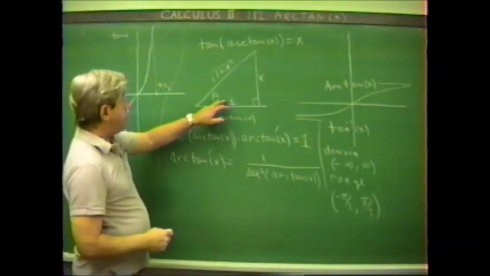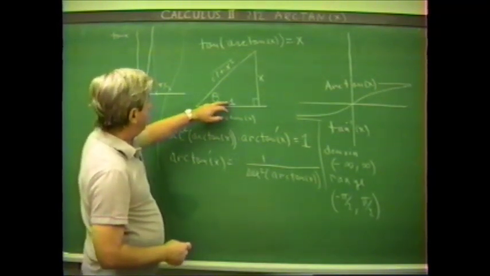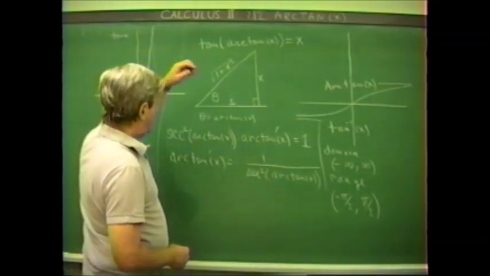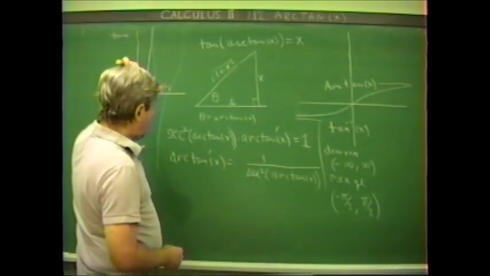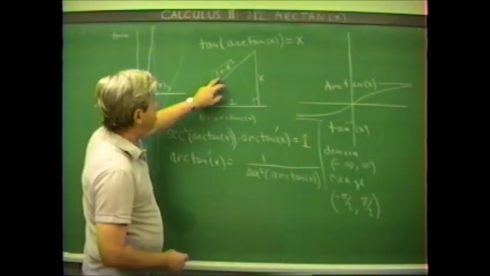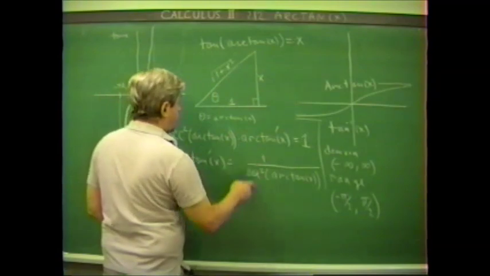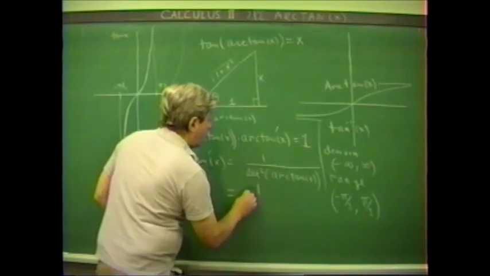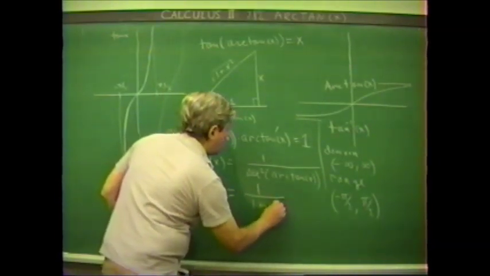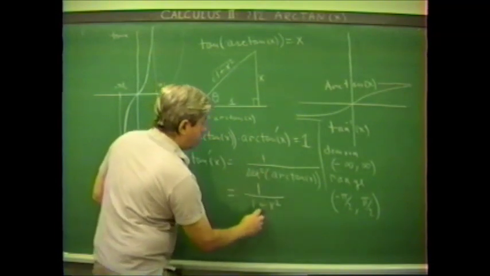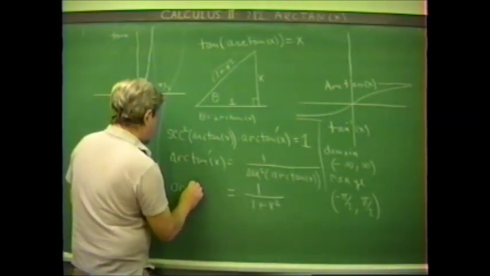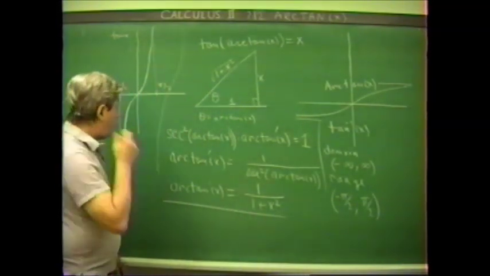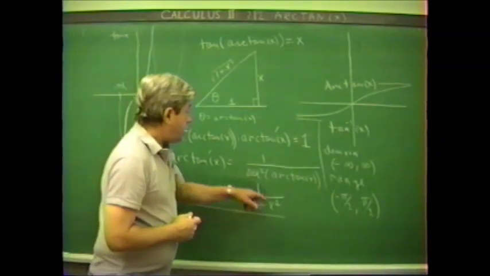So the cosine of theta is going to be 1 over the square root of 1 plus x squared. The secant is going to be the square root of 1 plus x squared. And the secant squared is going to be 1 plus x squared. So this secant squared of the angle whose tangent is x is 1 plus x squared. It's the square root of 1 plus x squared, squared. So the derivative of the arctangent is 1 over 1 plus x squared.